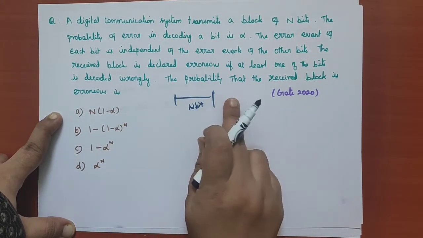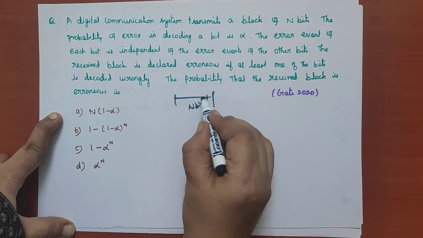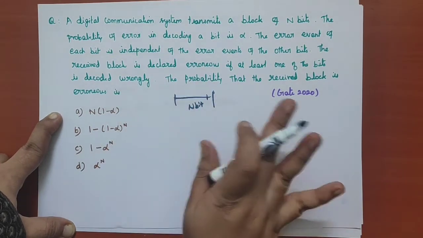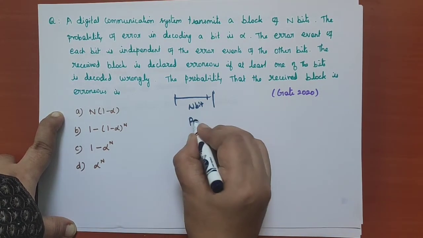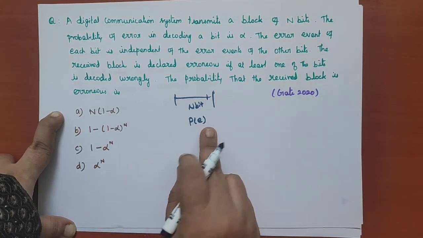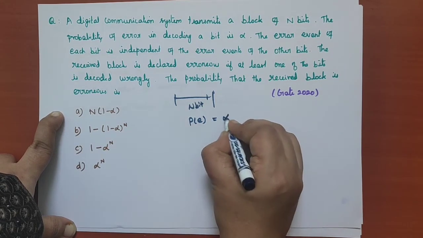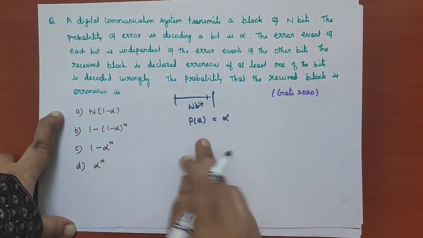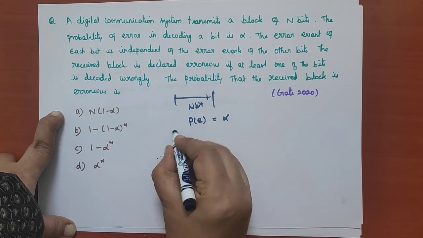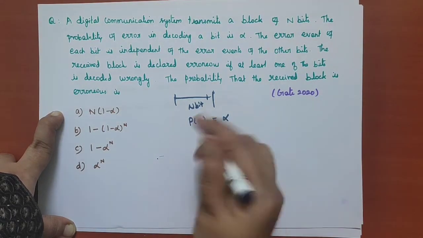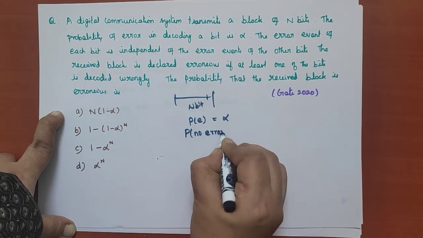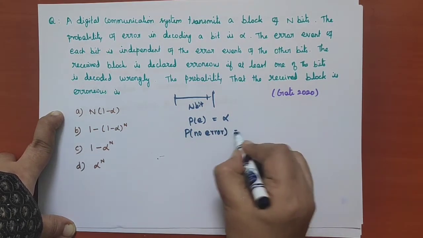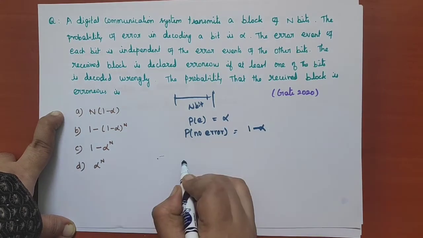so we have a block of n bits. Each bit error probability is independent of other bits. What is given is that the probability of error of one bit is alpha. So the probability of the bit which is not in error, we can say no error, the probability of no error of one bit will be equal to 1 minus alpha.